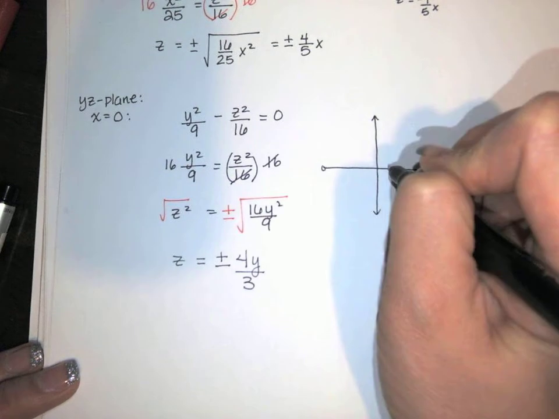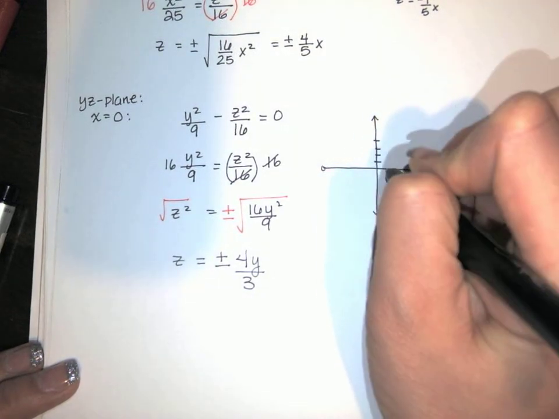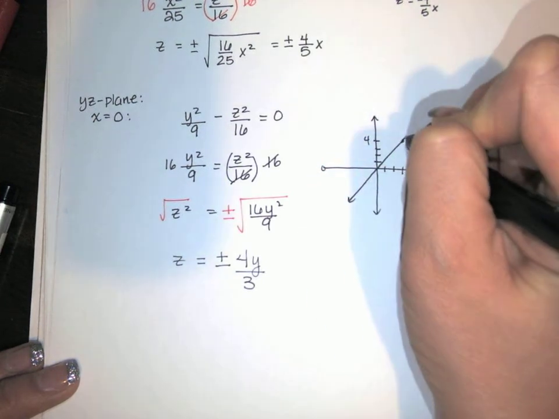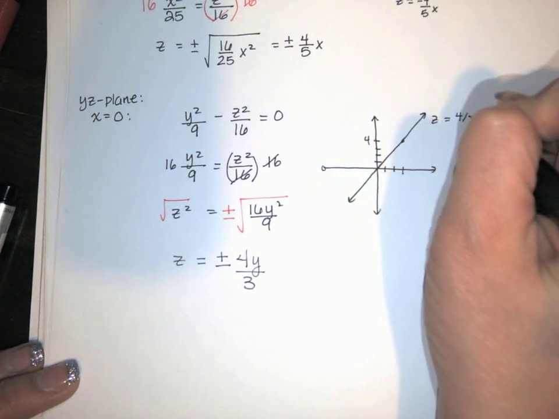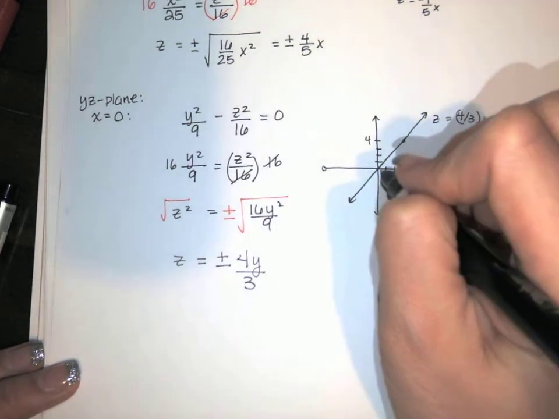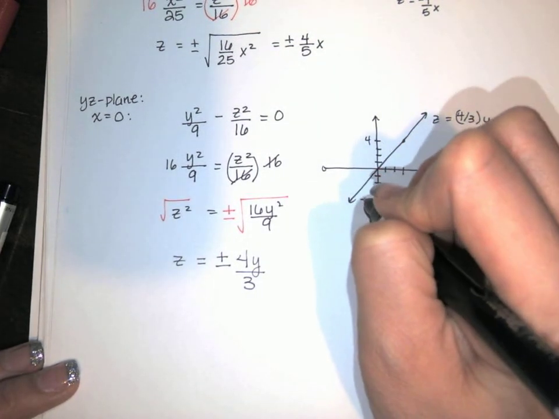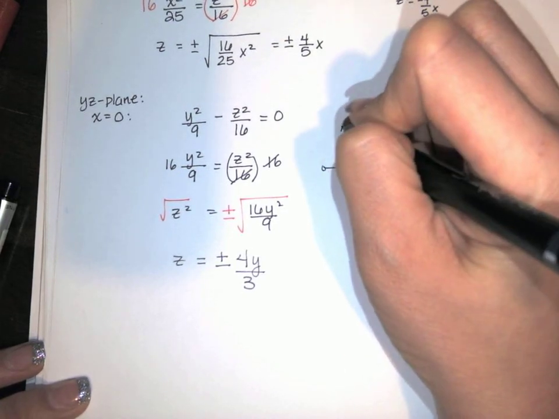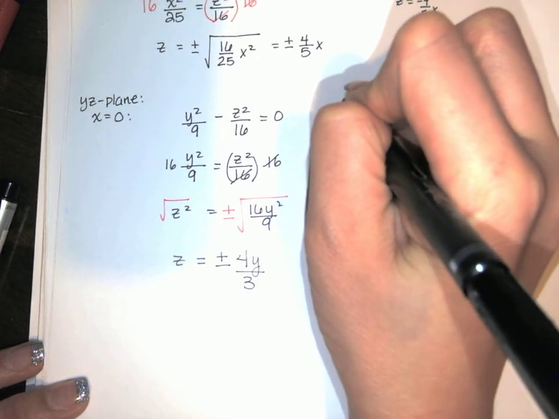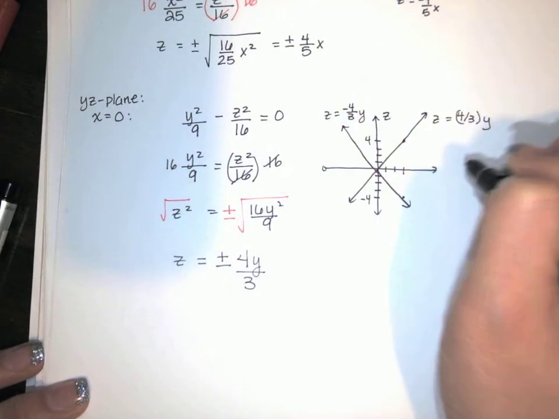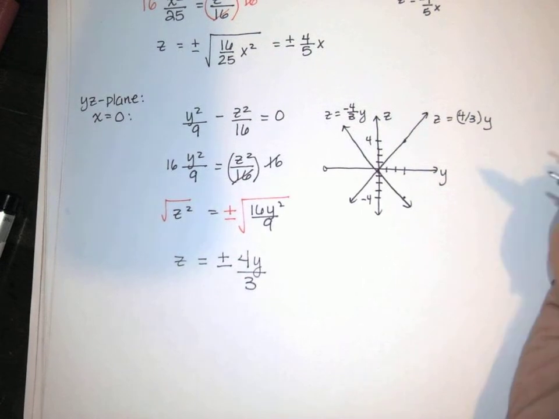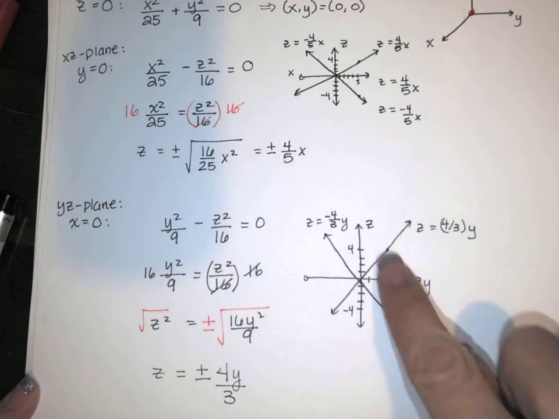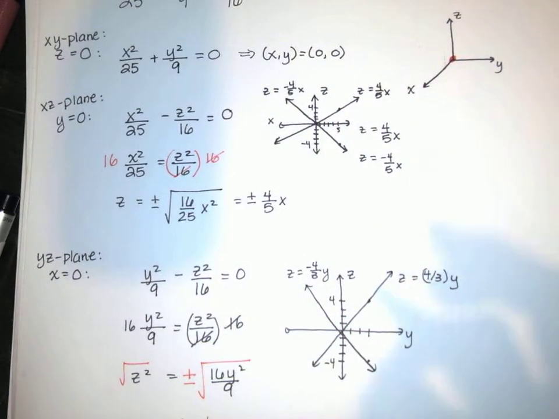So we're going to go up 4, rise over run, over 3. That's z equals positive 4/3 of y. And then we're going to go fall over run. We're going to fall 4 over 3. And that's z equals negative 4/3 of y. So this is the z-axis, this is the y-axis. You say, okay, how do you put those two together? We've got lines like this in the xz plane, lines like this in the yz plane, and it passes through the origin.